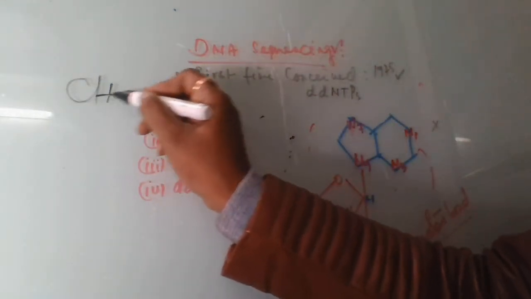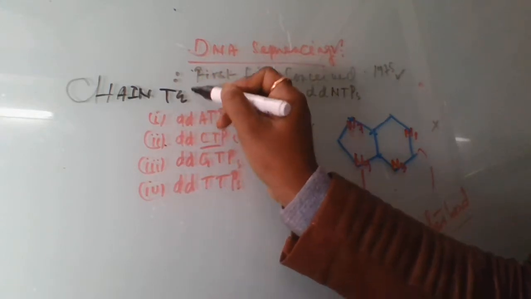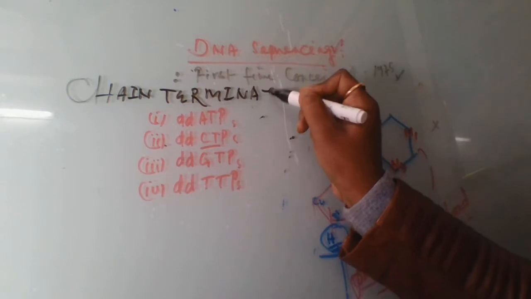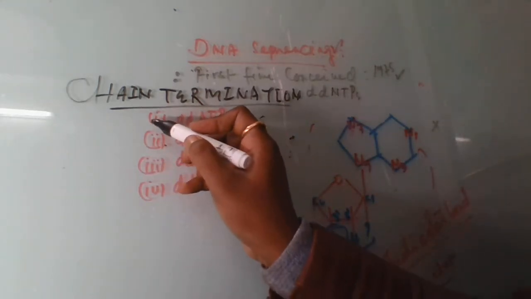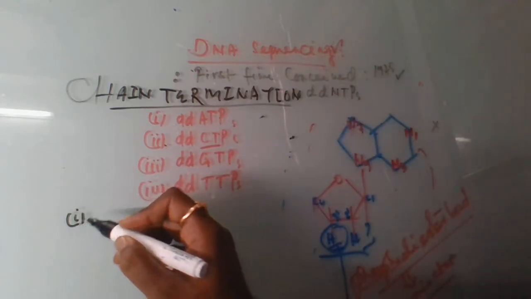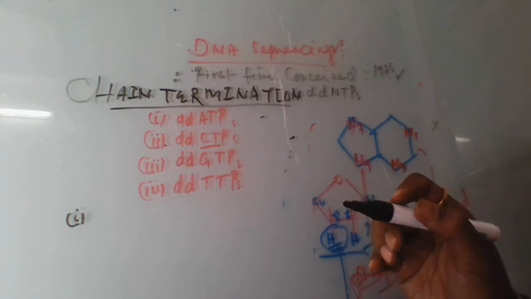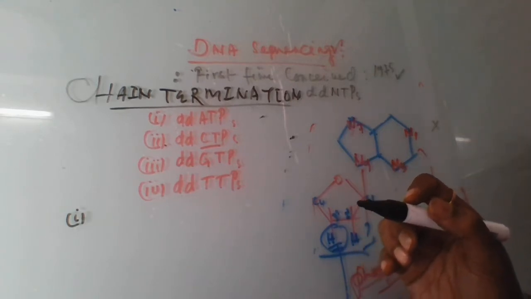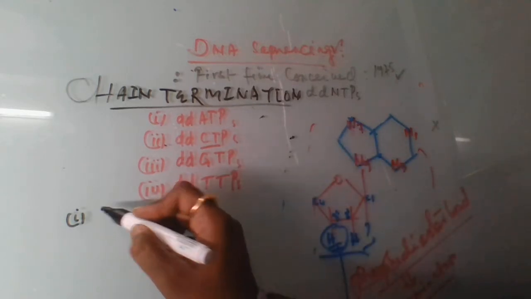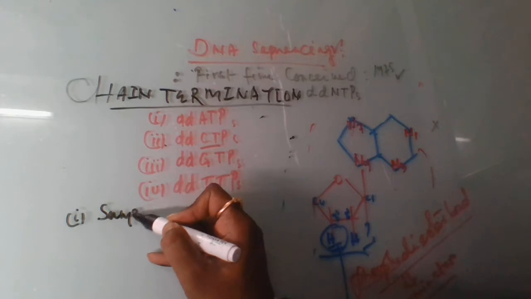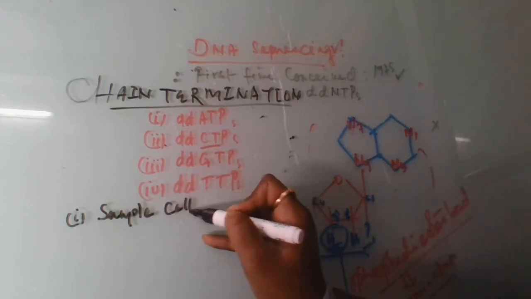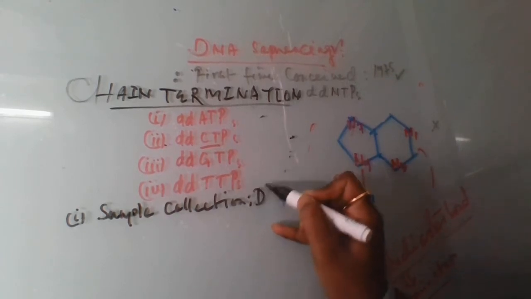So now this DNA sequencing by chain termination method is in the lab. So how has he made this possible? So he used several essential things to do this. So what are the processes he has used? He has used the basic process of sample collection, because until you extract the DNA from any organism, your desired specimen, you can't do it.